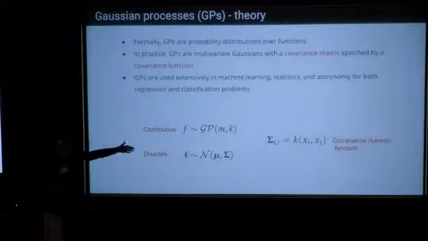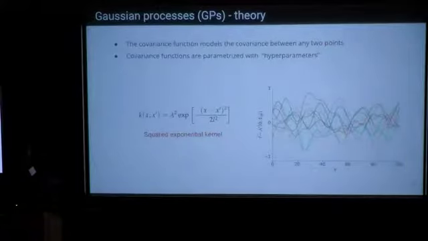And the way you define the covariance matrix is by using this covariance function, also known as the kernel function. Okay, so the key point is this kernel function. Here's an example of one sample from a Gaussian process with a specific kernel function. This is a very famous kernel function, very popular, probably overused.